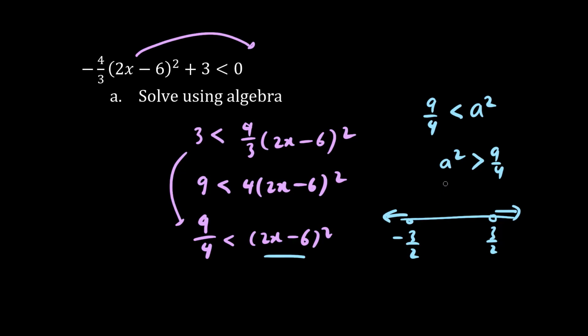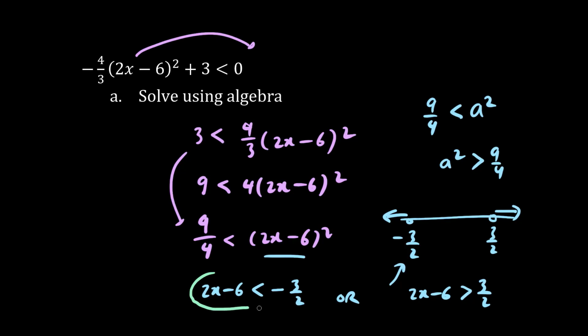So we have the solution a, which is 2x minus 6, is less than this critical value, minus 3 over 2, or we have a, which is 2x minus 6, is greater than 3 over 2, the positive version.